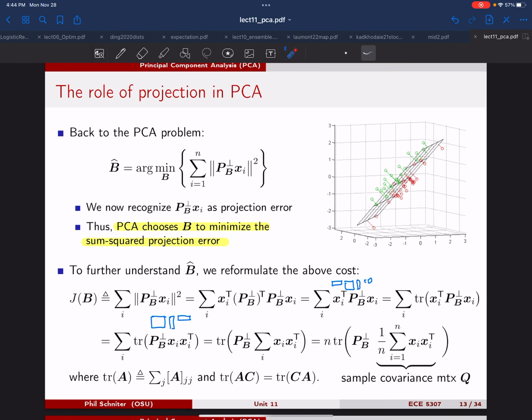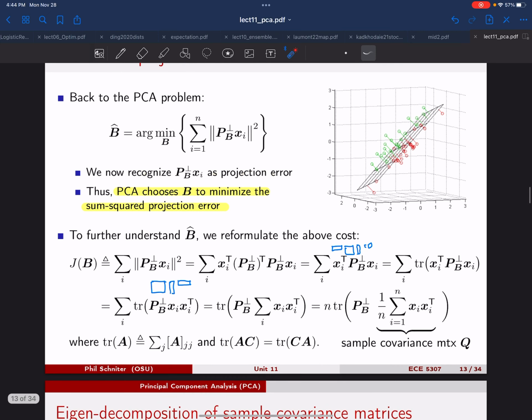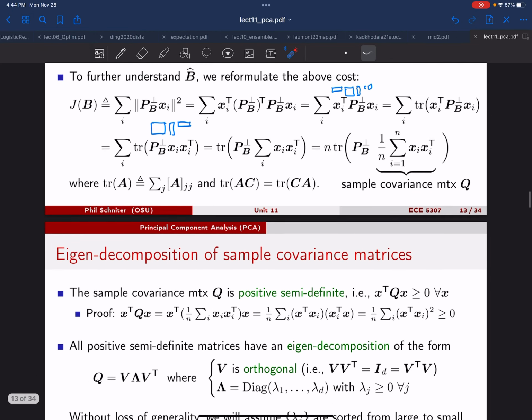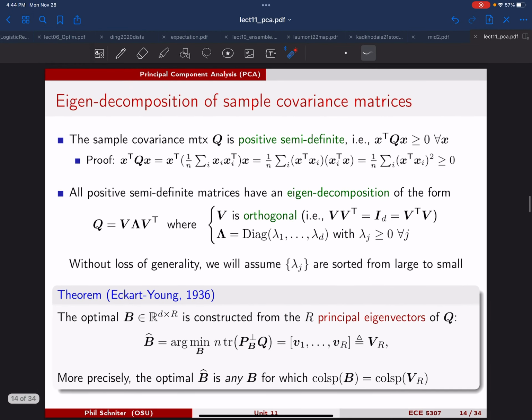Okay, so we're getting a little closer. So the next thing is to talk a little bit more about sample covariance matrices. They have some very important properties. The first important property of a sample covariance matrix is that it's a positive semi-definite matrix. What we mean by a positive semi-definite matrix is a matrix Q such that for any vector x that you can dream up, x transpose Q x is always non-negative. There's no way to get that to be negative.